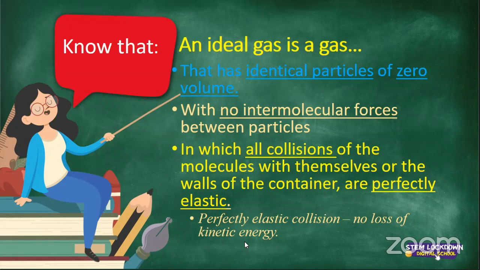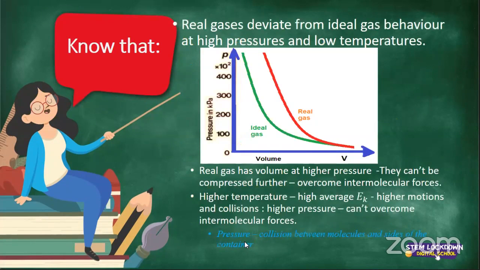So what is perfectly elastic? It means a collision in which there is no loss of kinetic energy. It means kinetic energy is conserved in those collisions. Now, we are saying real gases will deviate from the behavior of an ideal gas at higher pressure and low temperature.